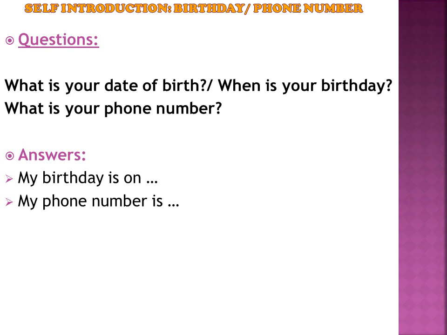Answers. Now we are going to see the answers. My birthday is on, and then we give the exact date. Like if I say my birthday is on the 5th May. Or if I want to ask about phone number, I will say, what is your phone number? It means give me your phone number. My phone number is 06212121. Okay, if I have such a number.